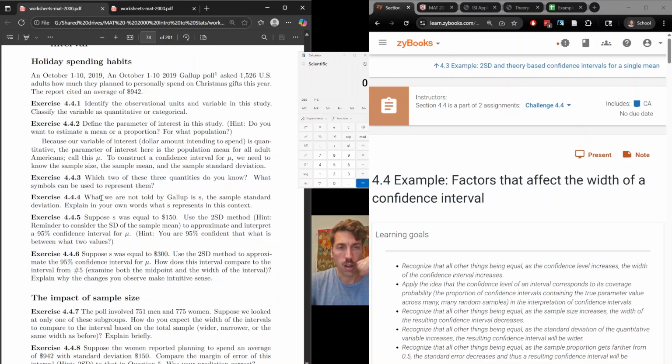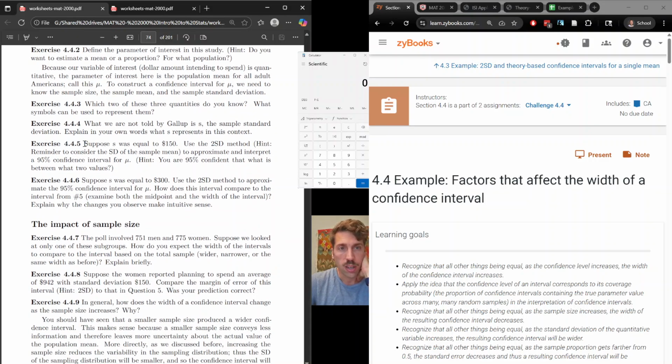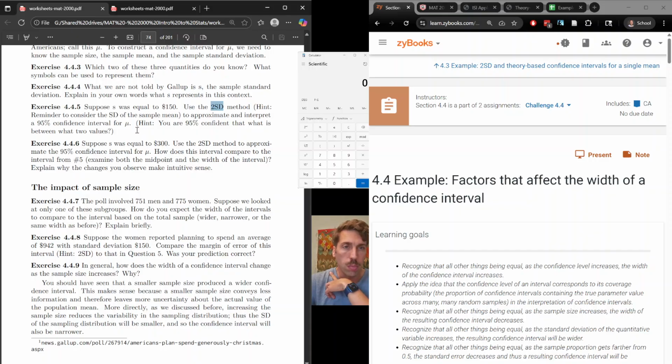Okay, so number 4. What we are not told by Gallup is S, the sample standard deviation. Explain in your own words what S represents in this context. Now number 5, suppose S was equal to 150. Use a 2 standard deviation method to approximate and interpret a 95% confidence interval for mu. So use a theory-based approach for the confidence interval for mu. And then remember that formula from last section.